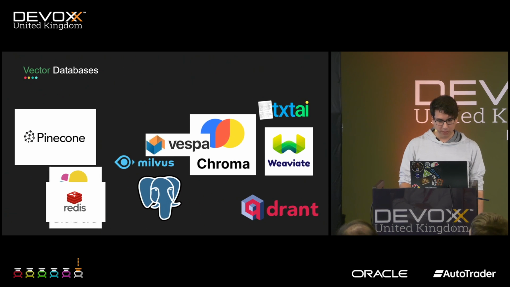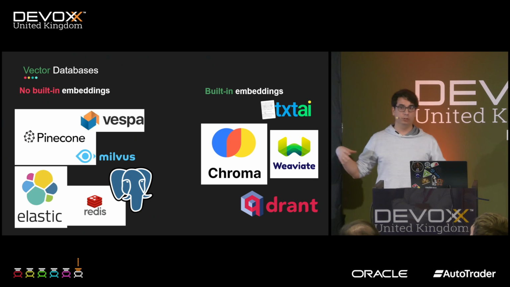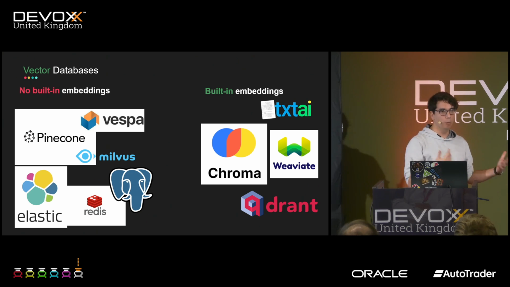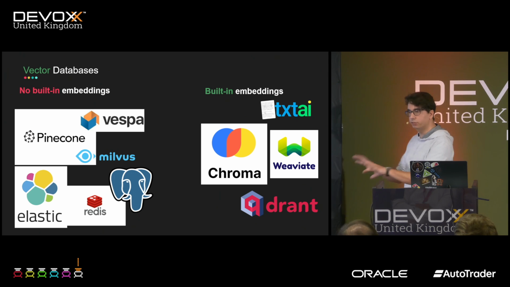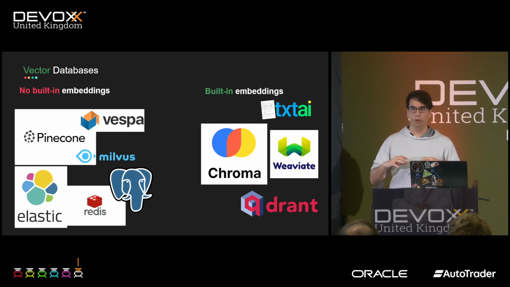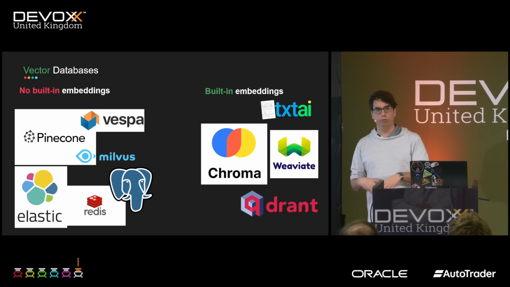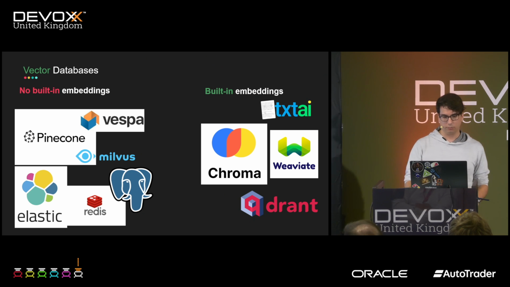Some databases offer built-in embeddings, which is really cool. That means you don't have to make a call to OpenAI or Hugging Face first to get your vectorized data. You can just call the insert for the database, and the database will embed it for you. And often they do that through a separate Dockerized model that they have running next to the database.